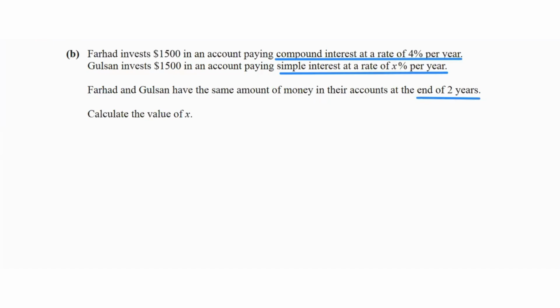So let's first make the equations. For Farhat, he's paying compound interest at a rate of 4% per year. So that's going to be 1,500 times 1 plus 4 over 100 raised to the power of 2, which equals to $1,622.4.